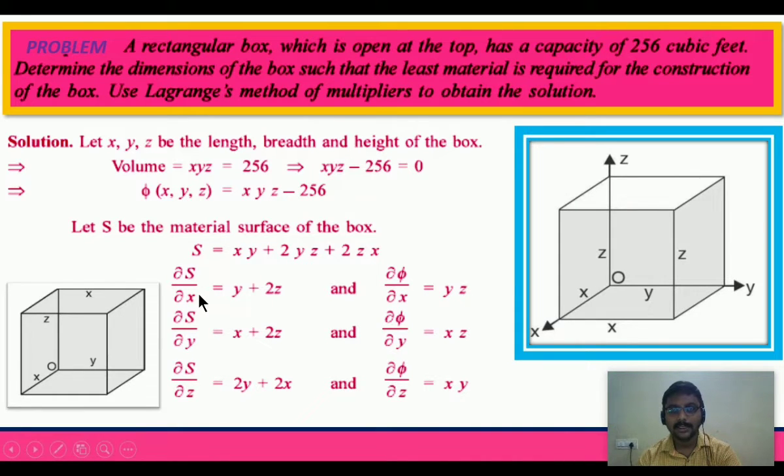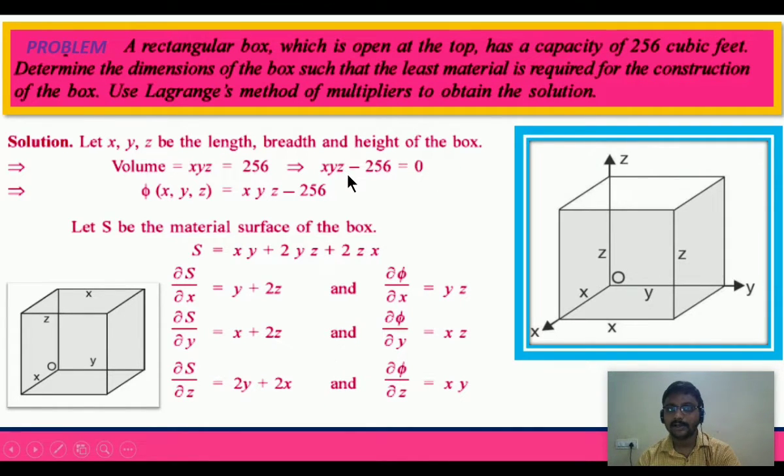Now, obtaining the partial derivatives of s with respect to x, ∂s/∂x is y plus 2z, because while differentiating partially with respect to x, we have to keep y and z constant. Similarly, we have to obtain ∂s/∂y and ∂s/∂z, and we will have phi. So phi is a volume, that is, the volume xyz is 256, because the volume is given by length into breadth into height. So xyz is 256, which implies xyz minus 256 equals 0.